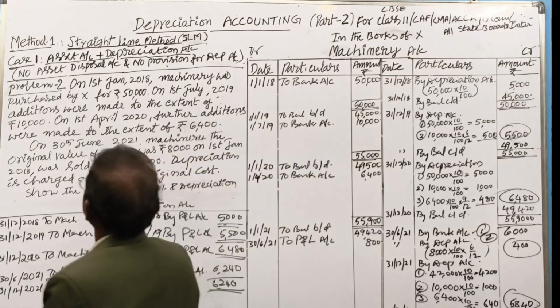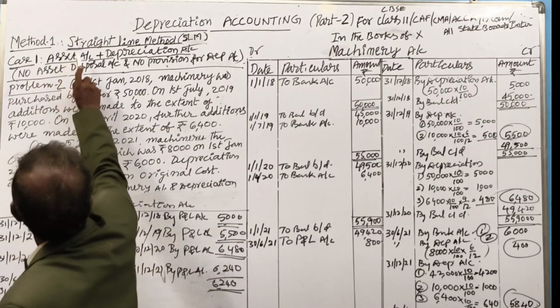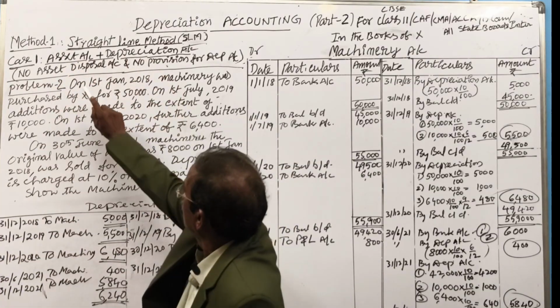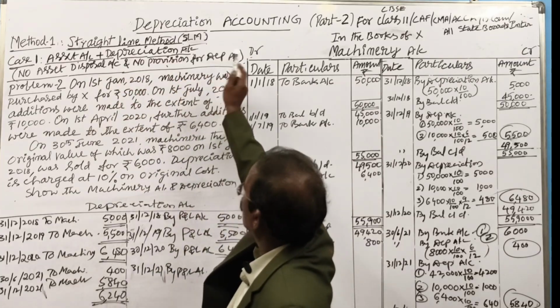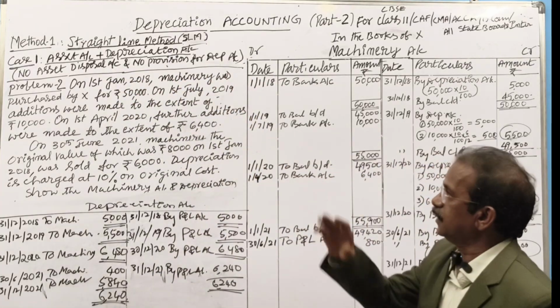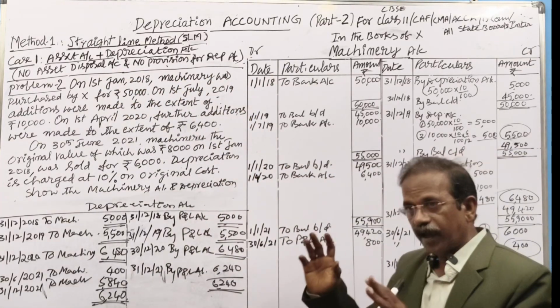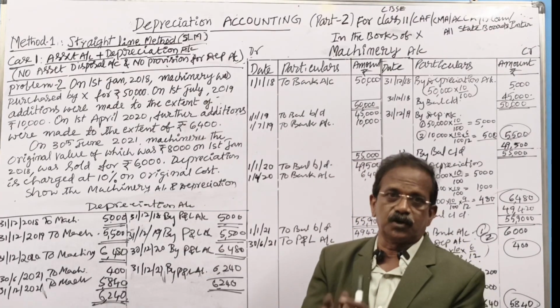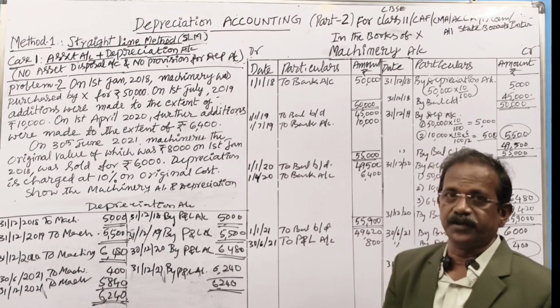This is the first case. In the first case, we have to prepare only the asset account and depreciation account. No disposal account, no provision for disposal account. The other three cases are there. I am going to teach about those three cases in the coming videos.